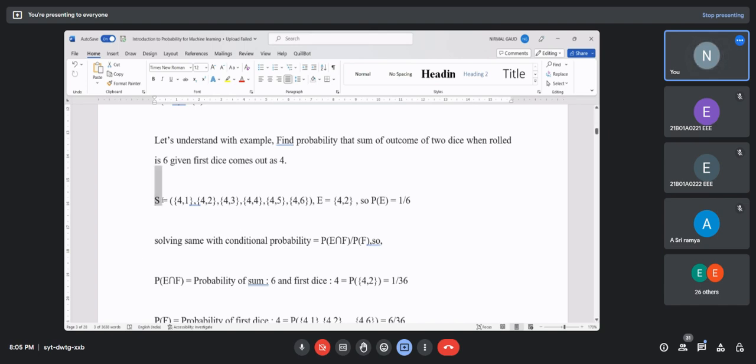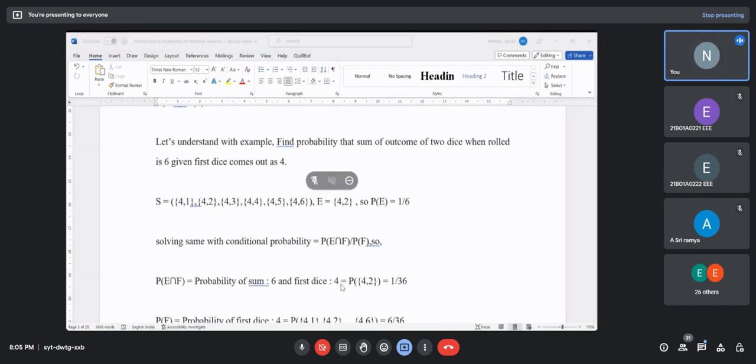What is the sample space? Sample space means all the possibilities. What are all the possibilities on your dice? As already mentioned, the first dice result is 4, so you need to create the sample space according to it. Your sample space will be 4-1, 4-2, 4-3, 4-4, 4-5, and 4-6.